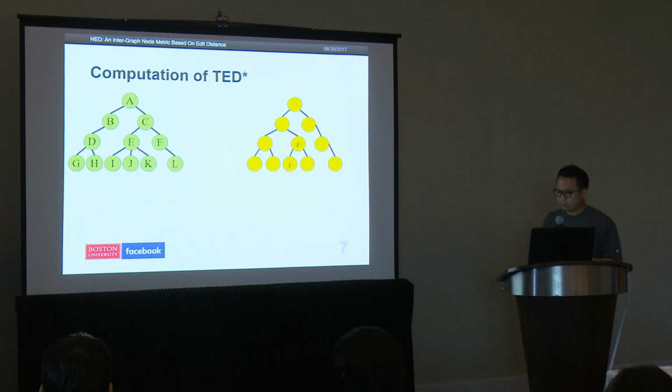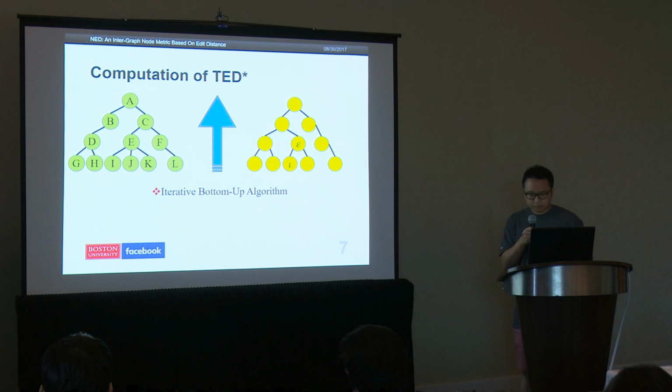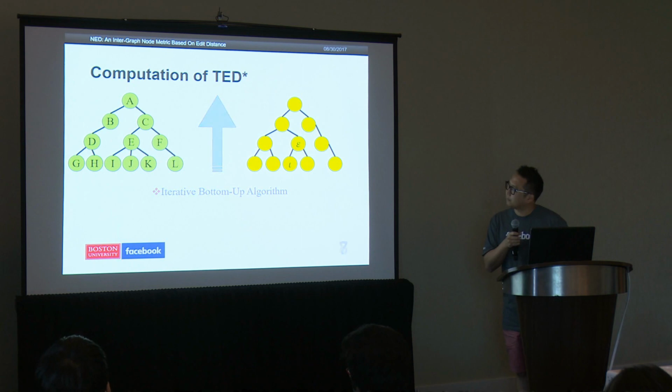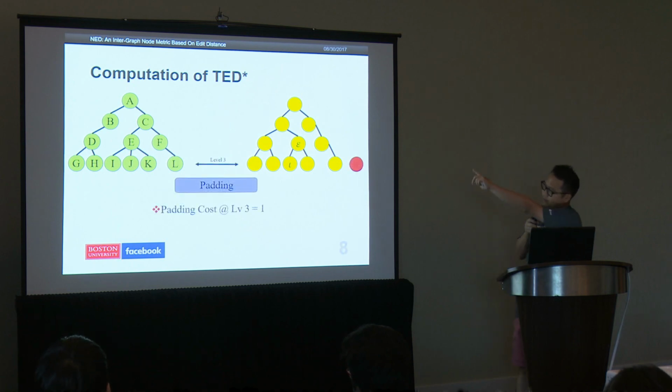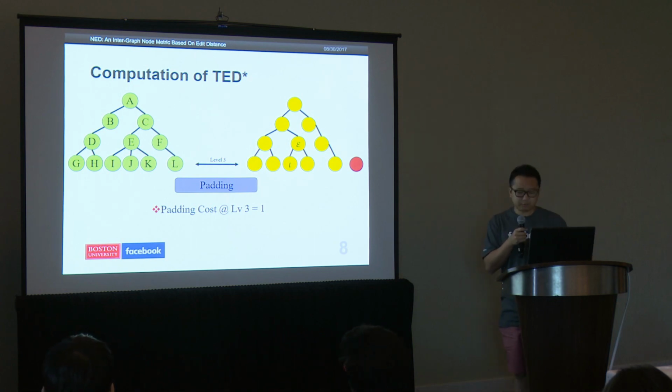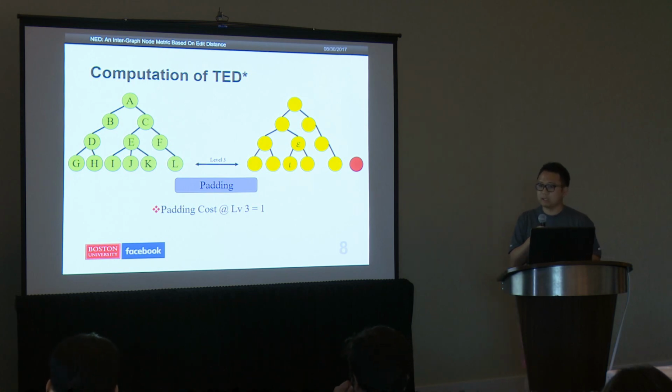So next I will use an example to illustrate how we run this algorithm. Briefly, the algorithm is bottom up from the leaf to the root. For each level, we do the same procedure. We have six parts for the algorithm. First is padding. We need to pad two trees to have the same number of nodes. And the padding cost is one part of the cost that contributes to the edit distance. Later, I will introduce another cost.